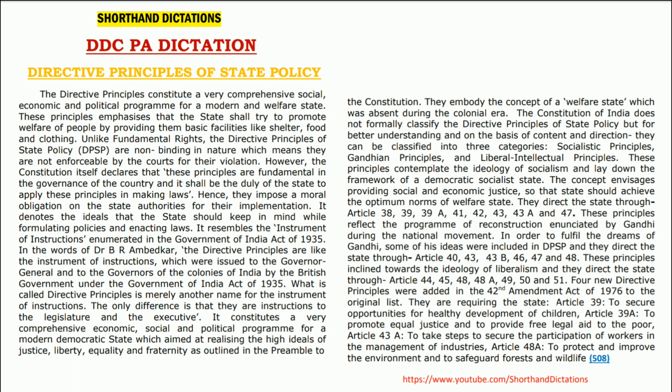4 new directive principles were added in the 42nd Amendment Act of 1976 to the original list. They require the state, Article 39, to secure opportunities for healthy development of children, Article 39A, to promote equal justice and to provide free legal aid to the poor, Article 43A, to take steps to secure the participation of workers in the management of industries, Article 48A, to protect and improve the environment and to safeguard forests and wildlife.